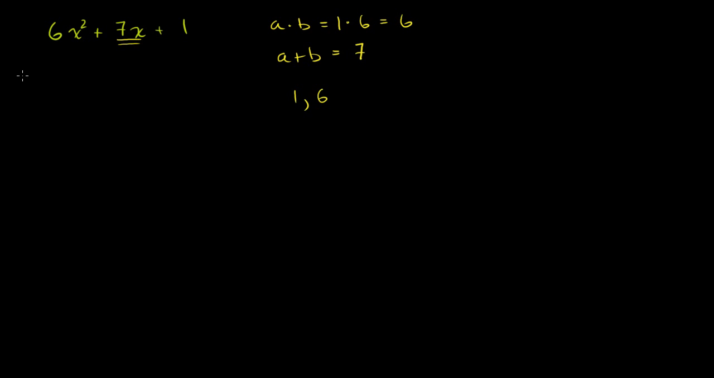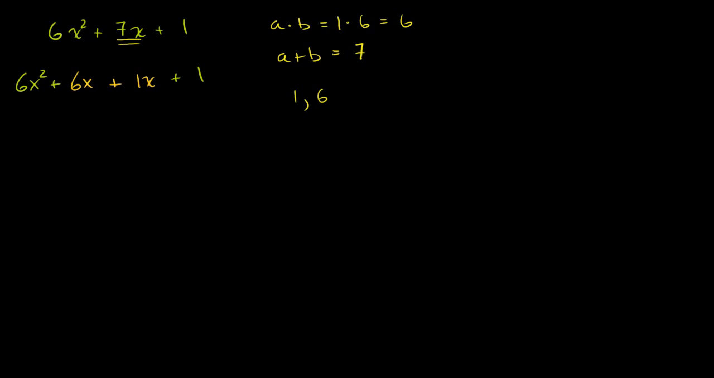So we're going to have a 6x squared here plus. And so I'm going to put the 6x first, because 6 and 6 share a factor. And then we're going to have plus 1x. Right? 6x plus 1x is 7x. That was the whole point. They had to add up to 7. And then we have the final plus 1 there.